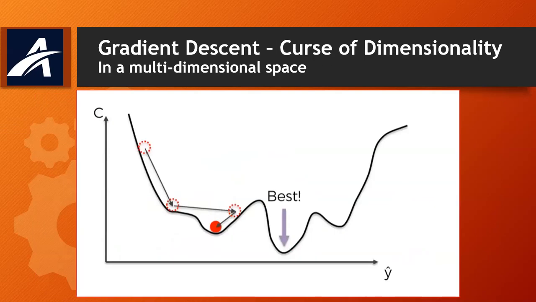Stochastic. Okay, now this is a problem. So this is what is called the curse of dimensionality. Is there anything else? Those are three. So I've taken note of those three. Is there anything else?